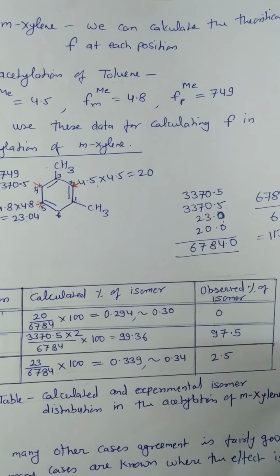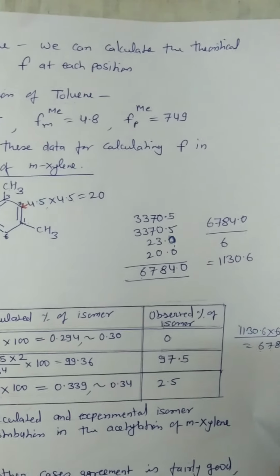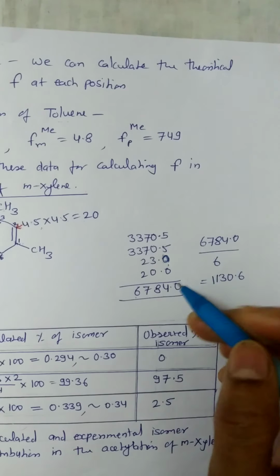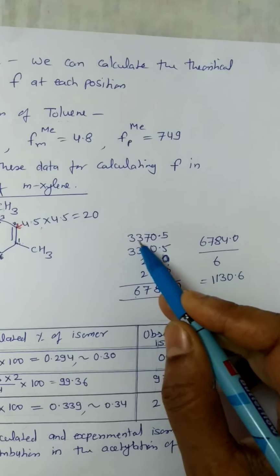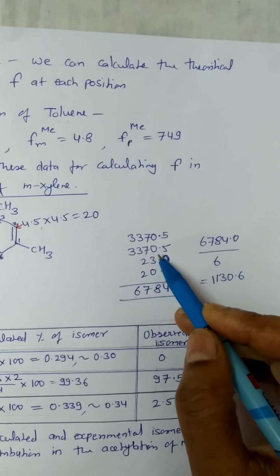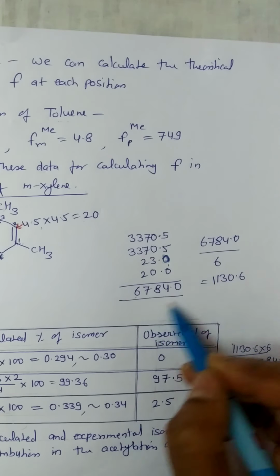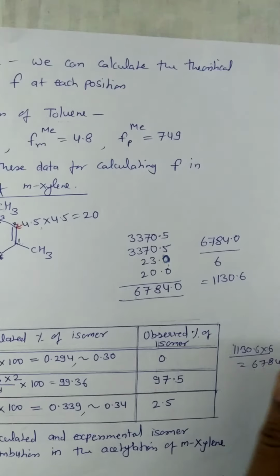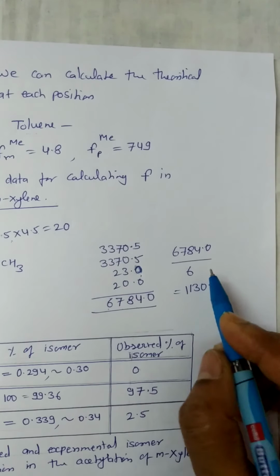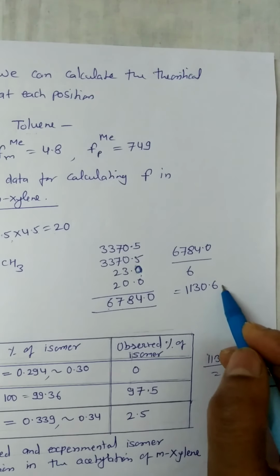Thus, overall, the partial rate factors and the reactivity are 3370.5, 23.0, 20.0, and we get 6.7 at 4.0. Since there are 6 positions in the benzene, the relative rate of xylene to benzene is 113.6.